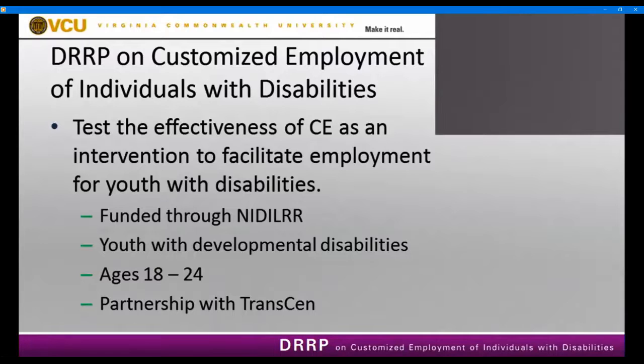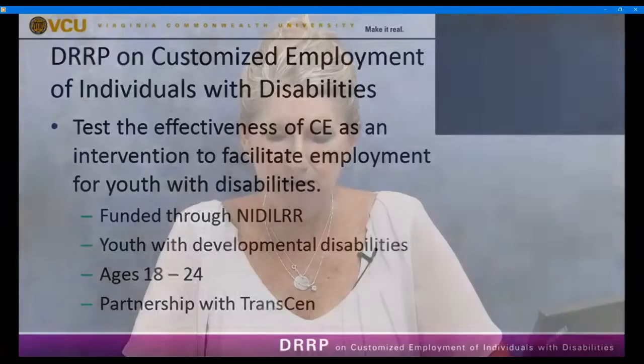And we're working with young adults with developmental disabilities who are ages 18 to 24. It is a partnership with Transcend, and we are evaluating and comparing employment outcomes of individuals with intellectual disabilities and autism who receive customized employment versus those who receive services as usual. At this point, we're going to hear from some of those employment specialists and research staff, both from VCU and Transcend, regarding the work that's been done thus far in the project.